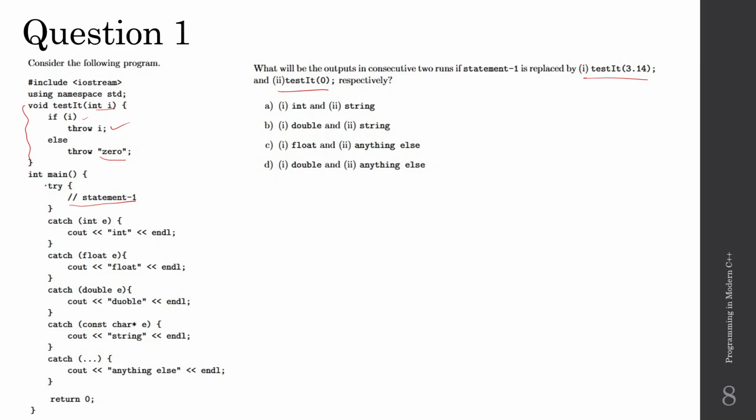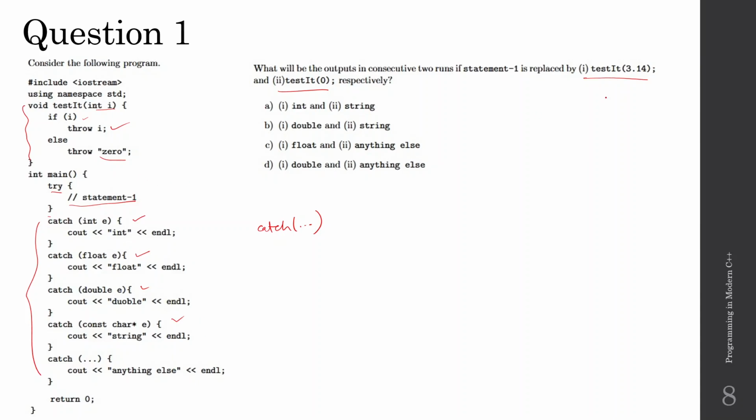Now in the main function body, we have a try statement, and then we have multiple catch blocks to handle different kinds of errors. As you know, the catch blocks are matched in the order of appearance. Whatever error object is thrown inside the try block, first this catch block will be matched. If this does not match, then the second catch block will be called, then the third one, and then the fourth one. And now this is the catch all block. When we write catch and then three dots, it means it will catch all kinds of objects.